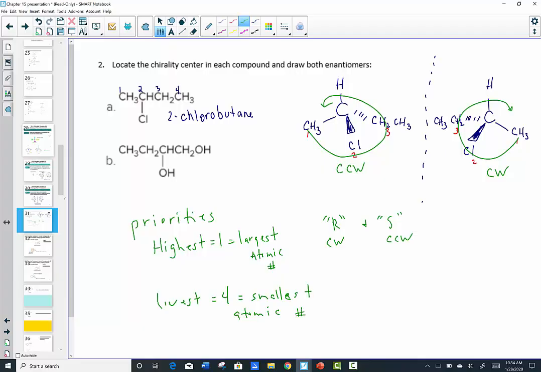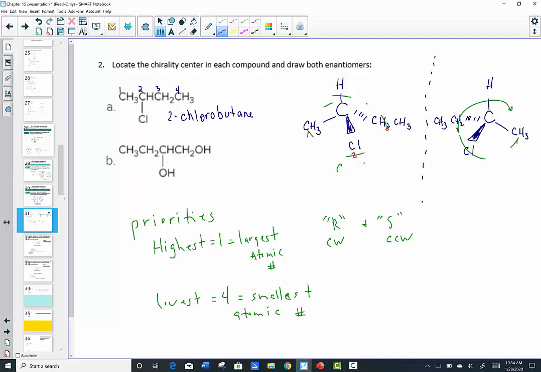There, we've written that out. So the priorities: highest atomic number, priority number 1. Lowest atomic number, priority number 4. And if you have like atoms, keep going until you see the first point of difference. So for example, if I just reconsider how I assigned these priorities, there really is a deeper level we could go to here and learn the R and S configuration.